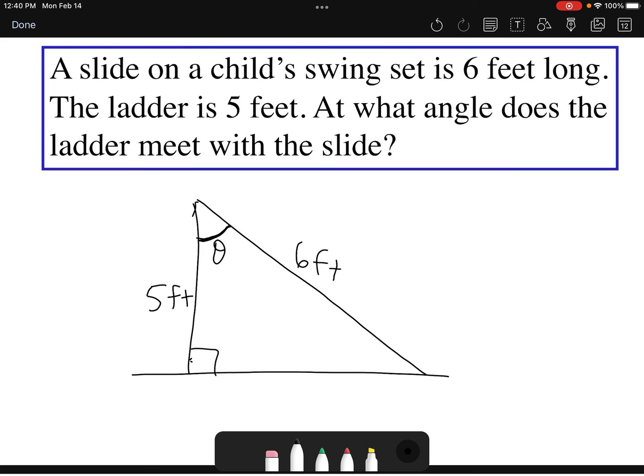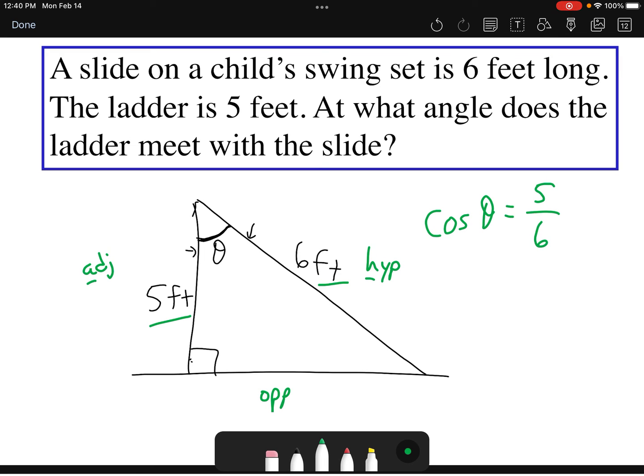Well, this is the ladder, and this is the slide. So the angle right there, that's the theta we're trying to find. Okay, so label these sides. This is opposite, so we don't care. This is always the hypotenuse, and this is the adjacent, so it looks like it's cosine, right? Adjacent and hypotenuse, A-H, SOHCAHTOA. So the cosine of theta equals 5 over 6, adjacent over hypotenuse.